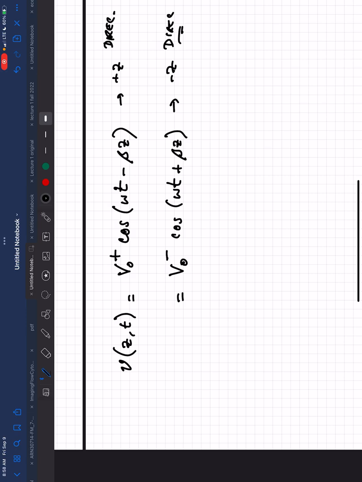The notation we're going to use is, if a waveform is going in the positive z direction, we call its amplitude V0 plus, to imply it's going in the positive direction. If it's going in the negative direction, we call that V0 minus. These are voltages, basically the amplitude of the voltage. This is not the difficulty.